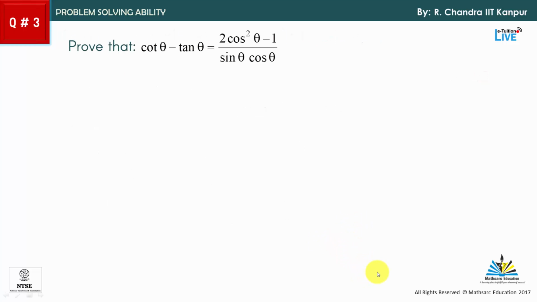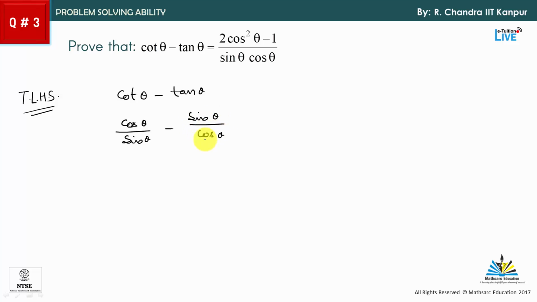Let's have another problem. Prove that cot theta minus tan theta equal to (2 cos square theta minus 1) upon sin theta into cos theta. So let's have a proof. Taking left hand side, cot theta minus tan theta. If we resolve in sine and cos, then we will have cos theta upon sin theta minus sin theta upon cos theta. If we take LCM of these two, then we will have sin theta into cos theta as LCM.